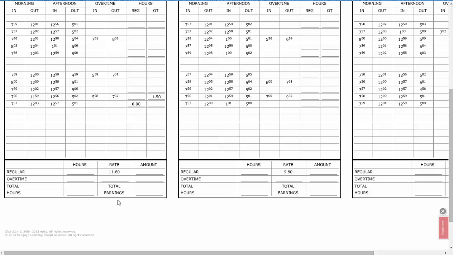How do I calculate the rate? You guys want to do this already without me explaining it? You're going to have a hard time. I'm not here tomorrow. So I'm going to take 11.80 times 1.5, and the rate is going to go here. You need to plug this in. We didn't need to do that on the first assignment. And then I'm going to multiply across. So this is my regular earnings, my overtime earnings, and right here is going to be my total earnings by adding down. This is going to be my total hours by adding down.